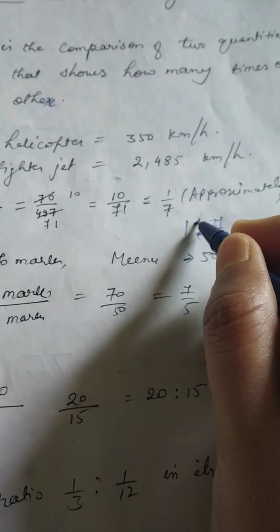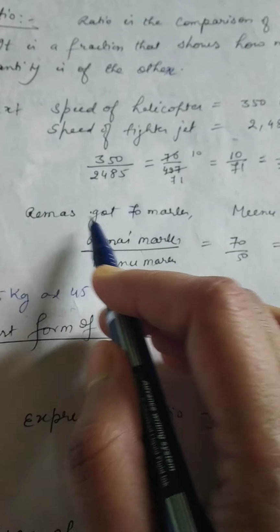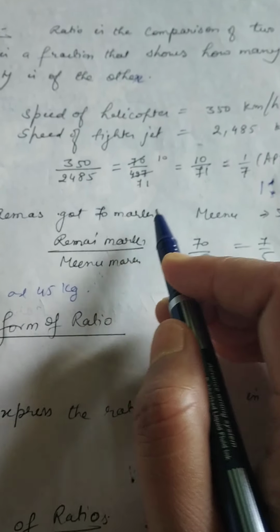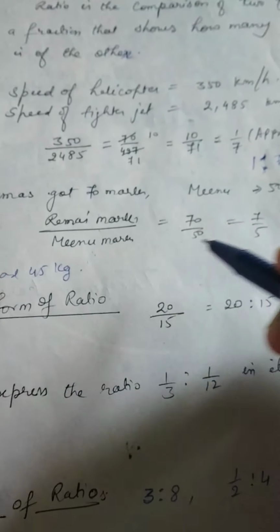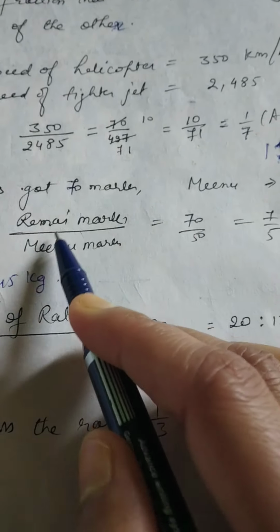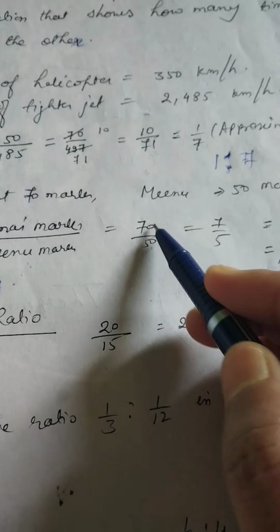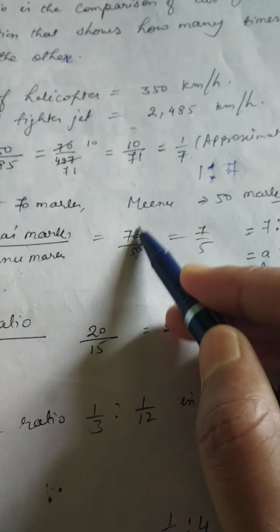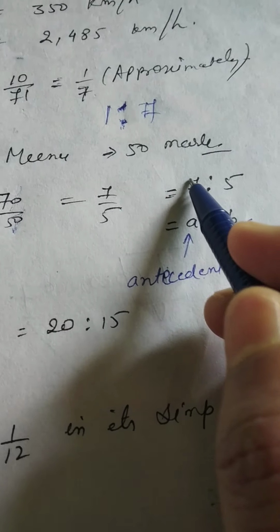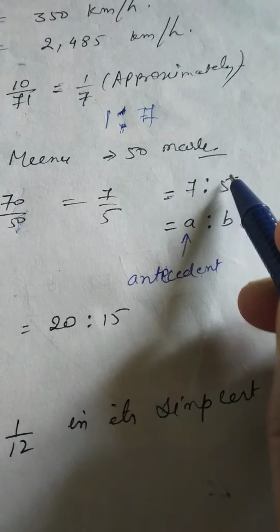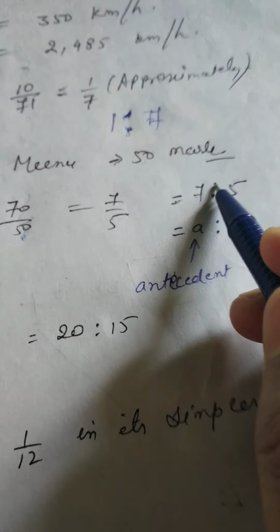This is 2 dots. Okay, take one more example. Suppose Ramaz got 70 marks in maths and Minu got 50 marks in maths, and we want to compare their marks in ratio. So 70 by 50, Ramaz's marks by Minu's marks. 70 by 50, cancel out, 0 will get cancelled. So 7 by 5, and we can write it in ratio 7:5. This symbol is the ratio symbol.